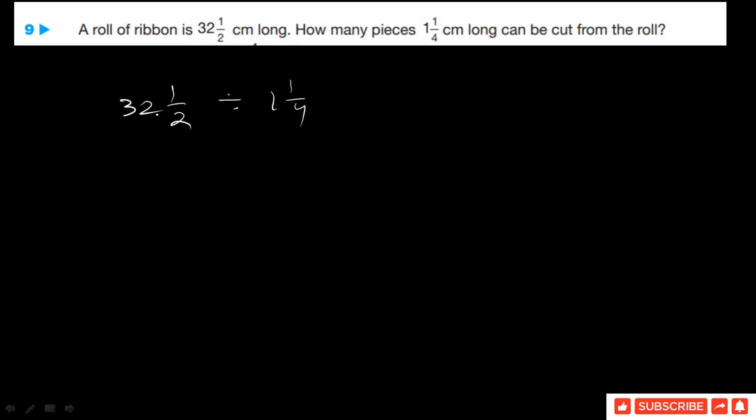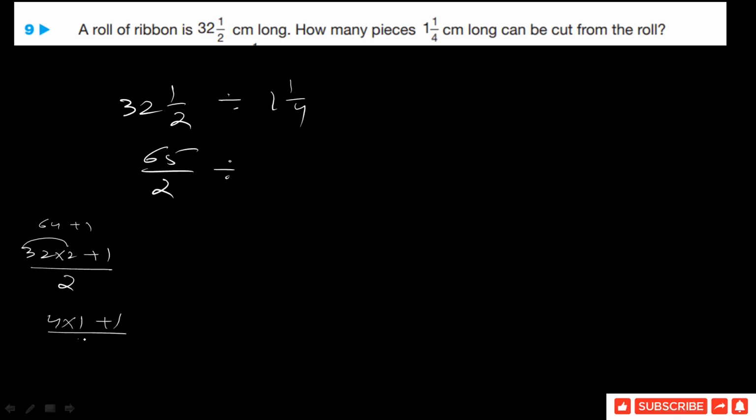So 32 times 2 is 64, 64 plus 1 is 65 upon 2. We can rewrite it as 32 times 2 plus 1 over 2. So this becomes 64 plus 1 is 65 upon 2. Same way, 4 times 1, we can rewrite as 4 times 1 plus 1 over 4. So 4 times 1 is 4, 4 plus 1 is 5. So it becomes 5 upon 4.